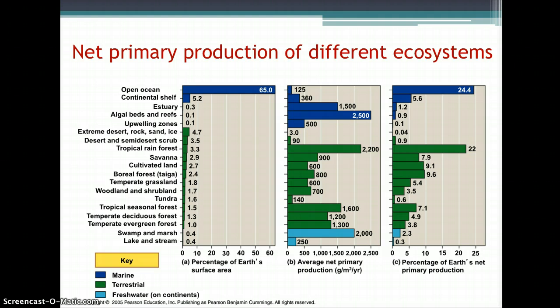So here we just have a picture of the net primary production of different ecosystems, and as you can see, which we'll talk about in a moment, the marine ecosystems, or even the water systems in general, tend to be a little bit larger than the terrestrial ones. They're split up along this side, and then you can look at the percent of the Earth's surface area, the average NPP, and the percentage of the net primary production over here.